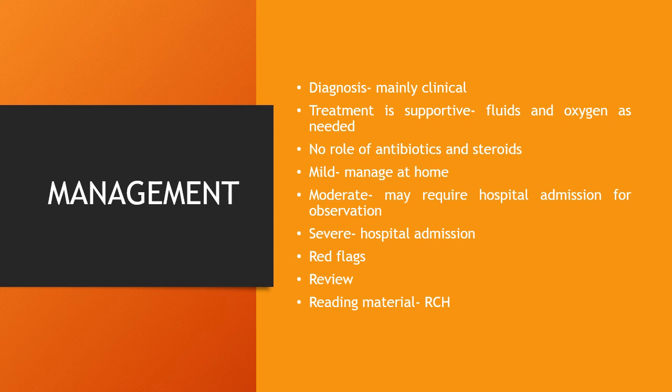The next important thing is to tell the red flags. For example, if the child is looking well, and you have diagnosed bronchiolitis, the oxygen saturation is above 92%, the child is eating and drinking well, and it's only the wheeze that is concerning the parents, you can safely discharge. You can say that the child can go home and be managed at home.